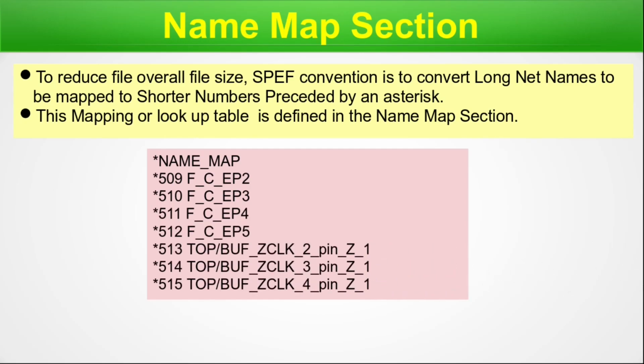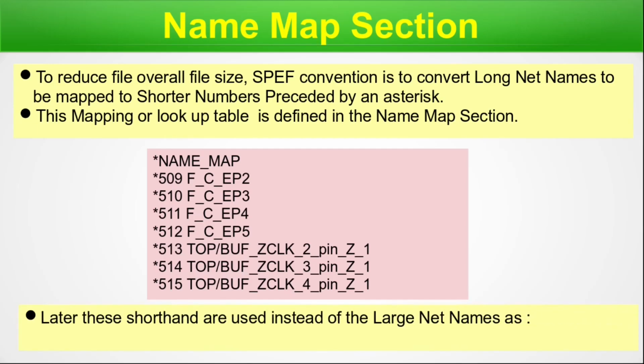So let me just bring my mouse pointer. These are shorthands and these will be used in the entire SPEF instead of the full net names. And here you can see this is a hierarchical net name. You can count how many alphabets are there. They are replaced by only 3 digits and 1 asterisk. So that will help reduce the entire file size. If you have to know about a particular net in a resistor or capacitor, you have to come back to the name map section and follow this lookup table to know the corresponding net name.